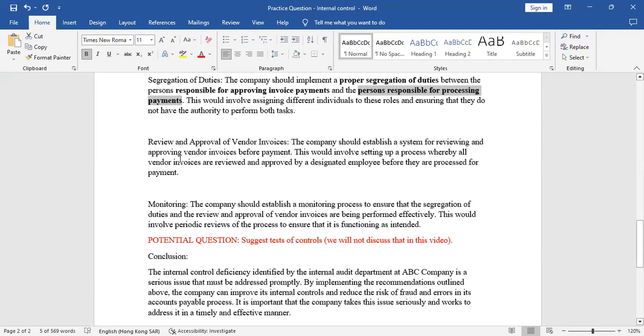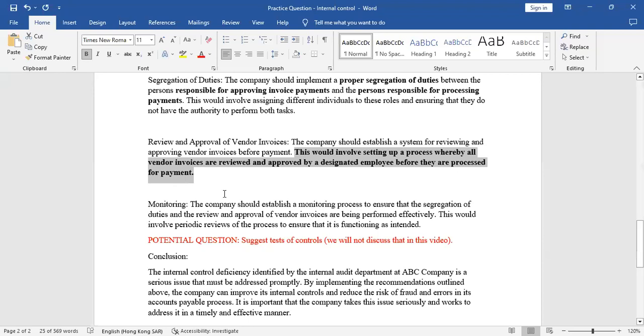Then the second one was review and approval of vendor invoices. The company should establish a system of reviewing and approving vendor invoices before payment. Now, how to do this? This would involve setting up a process whereby all vendor invoices are reviewed and approved by the designated employee before they are processed for payment, right? So this is how review and approval of the vendor invoices will be achieved. There would be a process, an employee would be assigned, and they will review and approve the vendor invoices.